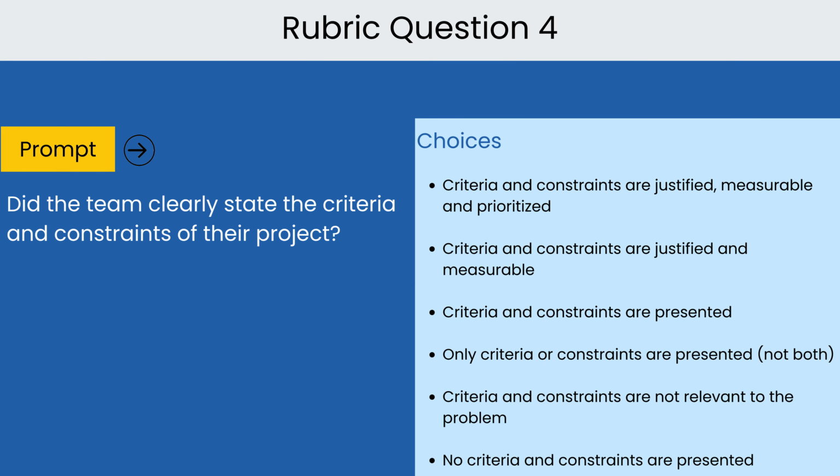Question 4 involves the criteria and constraints established by the team for a solution to the problem. Each team should have numerous criteria as well as numerous constraints. These criteria and constraints should be measurable, justified by their research, and be relevant to the solution.